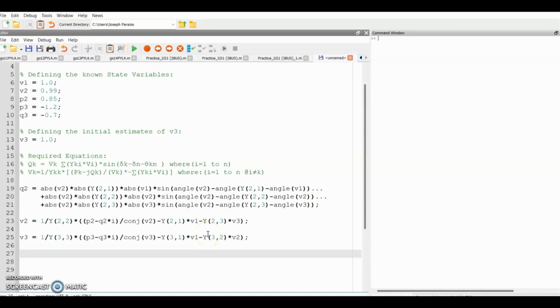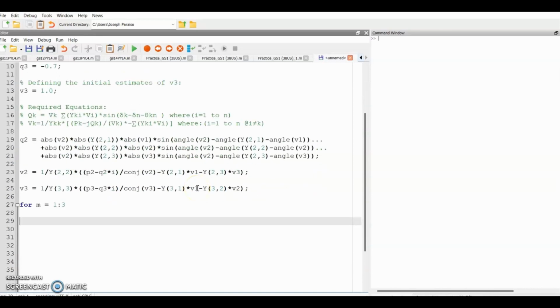Now we will set the number of iterations to 3. So for m is equal to 1 to 3. Our last script is to display the results. Display m. This is the number of iteration.